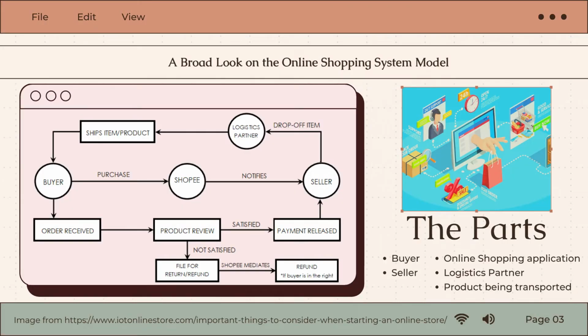The system consists of the buyer, seller, online shopping application, logistics partner, and the product. The product is the element being transported throughout the system by the logistics partner. The seller supplies and advertises the product, and the buyer demands a supply of the product. All of these elements are interconnected by the online shopping application. Each part simultaneously affects each other. Generally, the buyer would make the purchase, then the seller would drop off the order to the nearest Shopee drop-off, and the logistics partner would deliver the parcel to the buyer. The order is received and the payment is delivered to the seller.